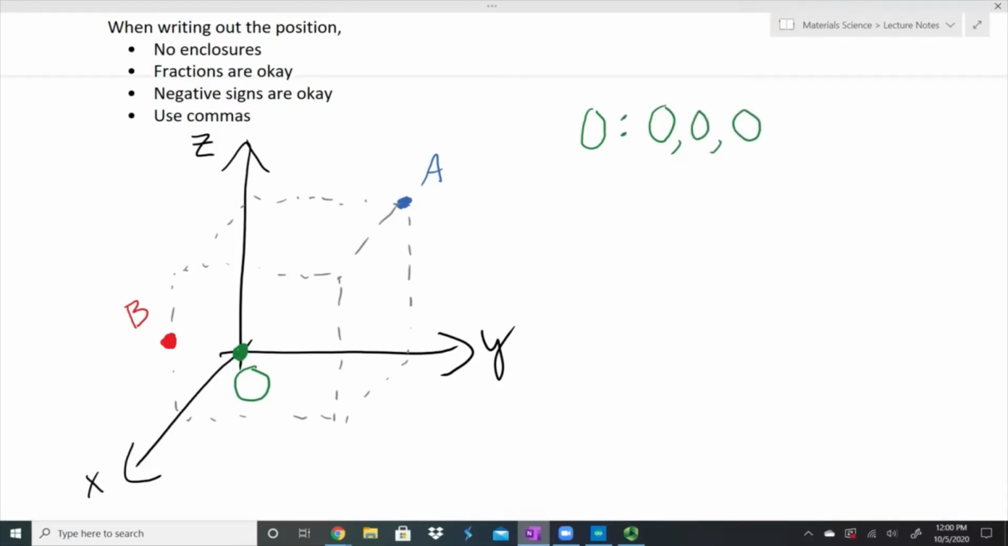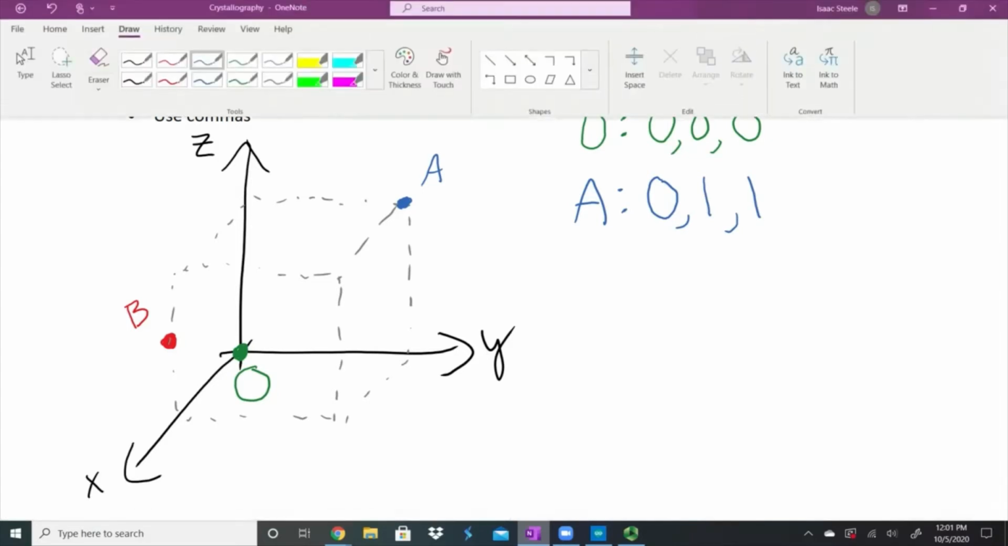So pretty straightforward. I'm going to go ahead and do A next. So there's A. And what I'm going to do is I'm going to do again X, Y, and Z. I'm going to separate them with commas, but I'm again not going to put parentheses around them. And so in my X direction, I don't come any direction in X. I go 1 in Y, and I'm going to go 1 in Z. And so the position of A would be 0, 1, 1. We'll do B real quick, and then we'll discuss.